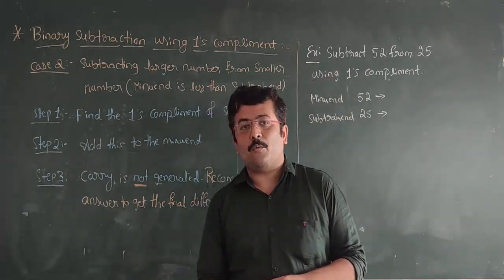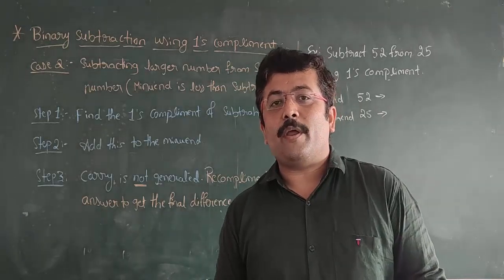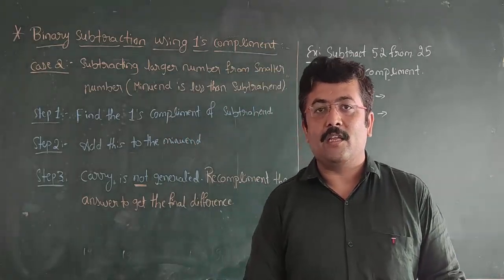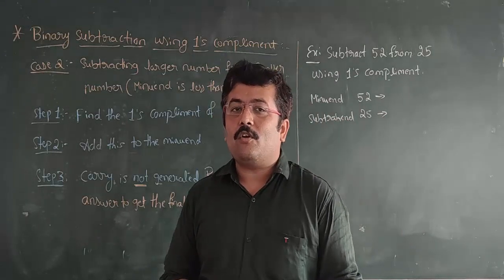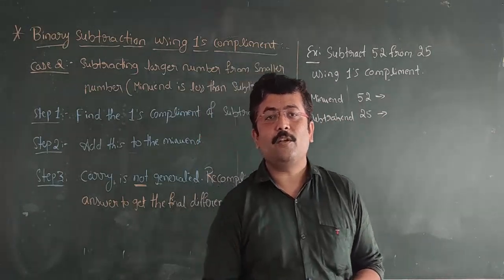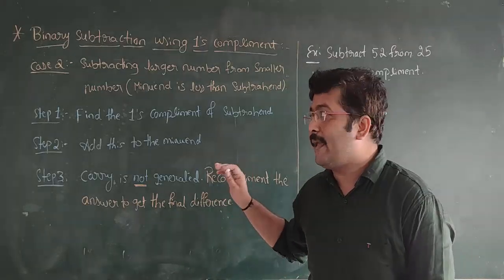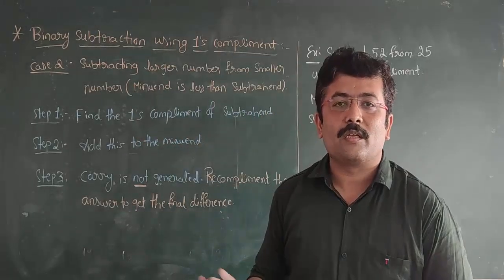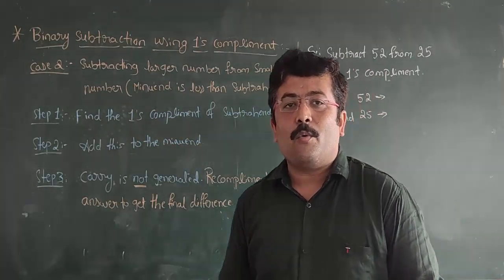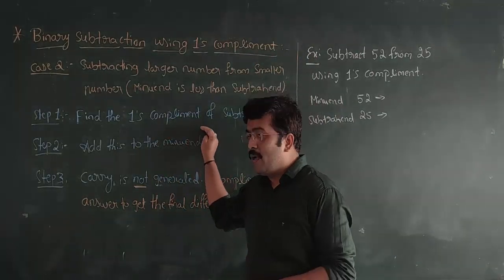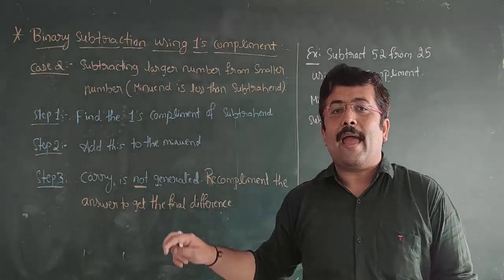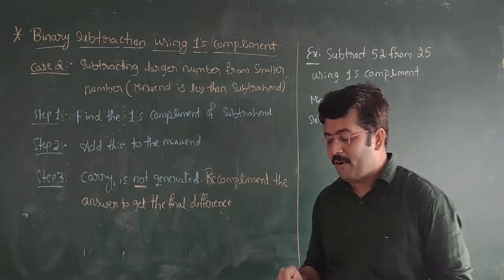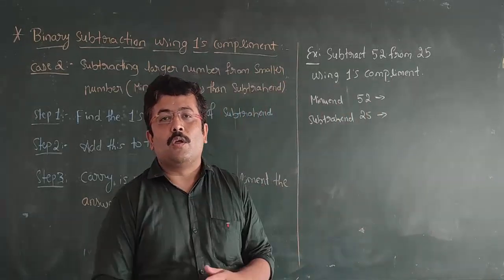Step 3: by adding the ones complement to the minuend, we will get a carry. That carry is called the end around carry. In step 4, the end around carry will be added to the LSB to get the final difference. But in case 2, the first step is similar to case 1: find the ones complement of the subtrahend, and step 2 is adding the ones complement value to the minuend. So steps 1 and 2 are very similar to case 1.